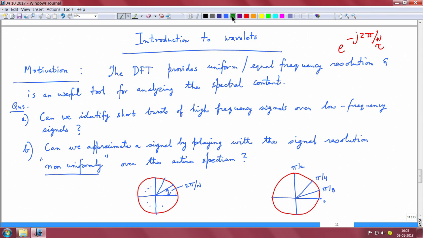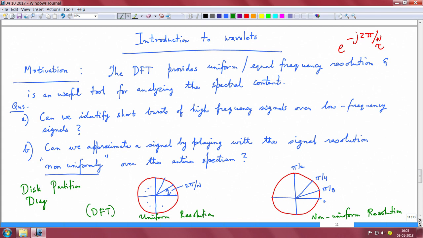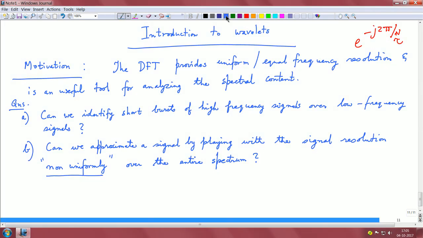So this is basically uniform resolution, and this distinction should be made very clear in your head. This applies to the DFT, and this is non-uniform resolution, and these diagrams are typically called disk partition diagrams. But let us imagine natural signals such as images, speech, etc.